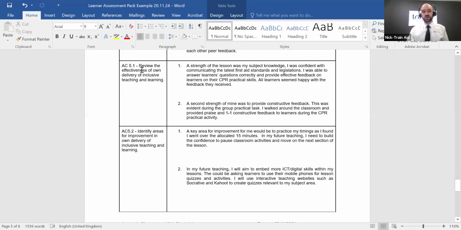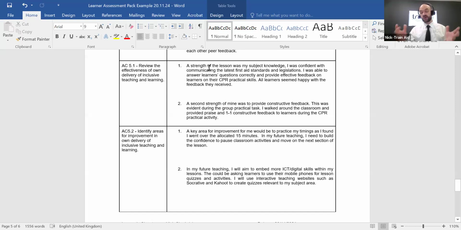Next section, 5.1, is to review the effectiveness of own delivery of inclusive teaching and learning. What does that mean? This section is looking at your strengths. What were you pleased with in your micro teach? Think about your own thoughts, your own feelings. What were you proud of delivering in your own micro teach? Think about the feedback of your learners. What did they say about your micro teach? What was the feedback from the tutor as well?